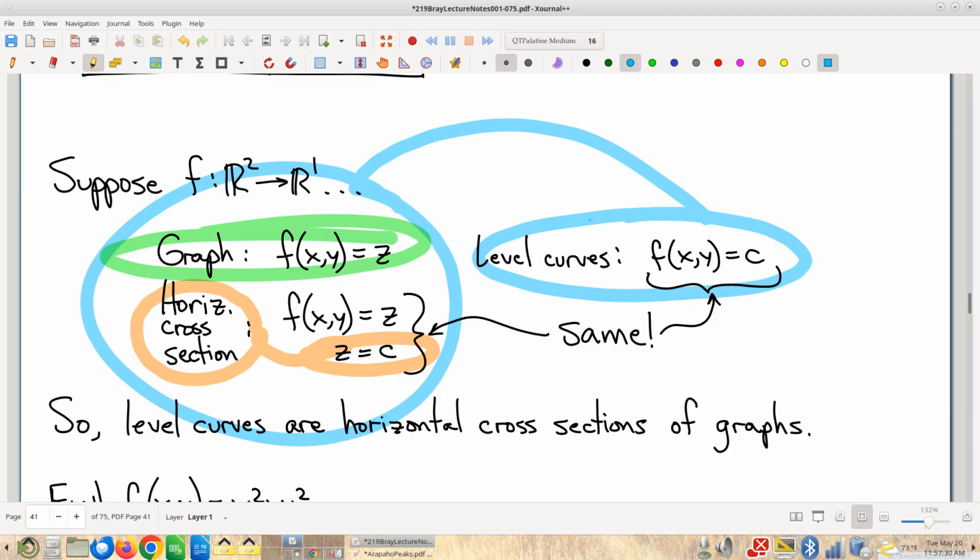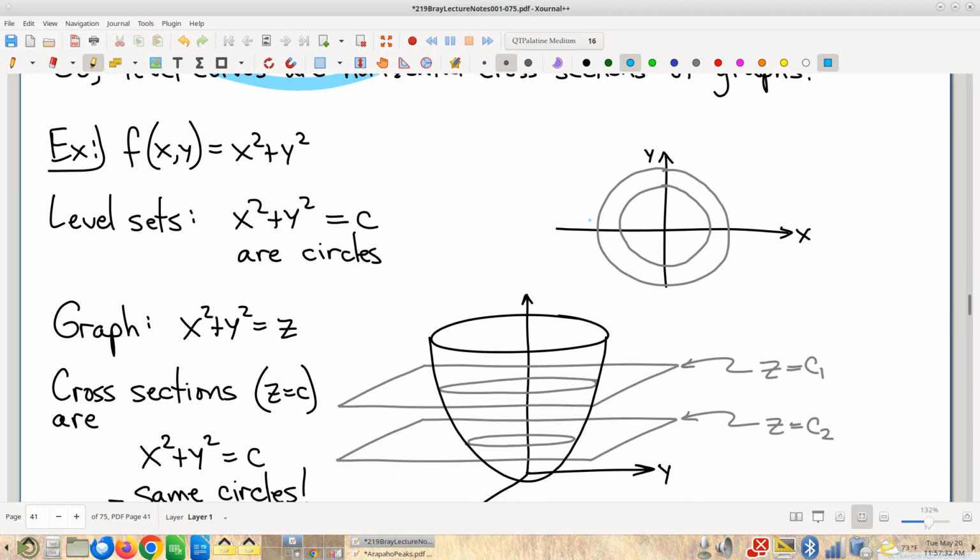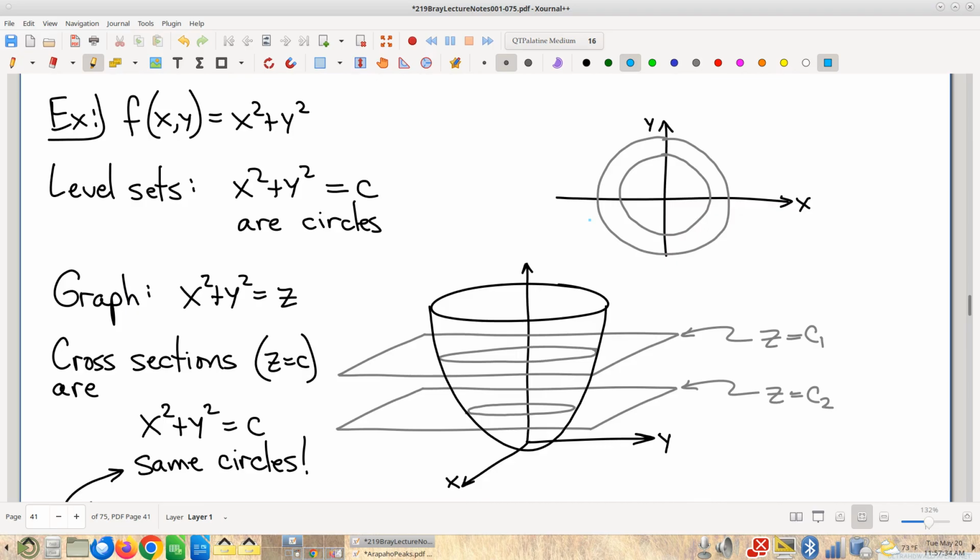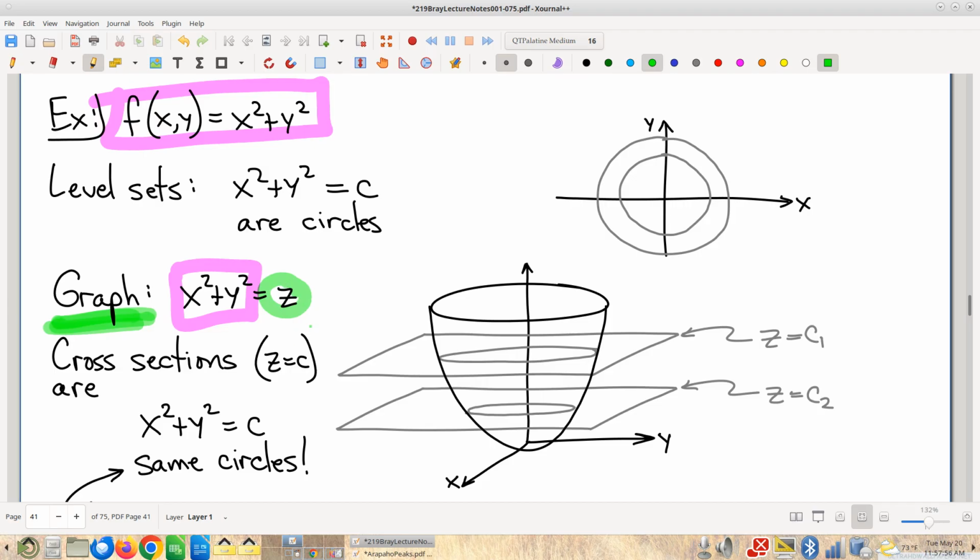And here's a nice explicit example. Look at this function right here, which we've seen before. There's a little bit of foreshadowing here; we're not ready to justify the following quite yet. But if I were to take this function and talk about the graph of that function, again, set it equal to a new variable, z.